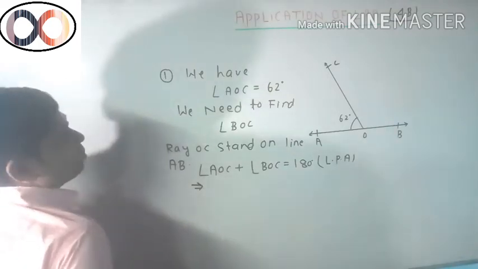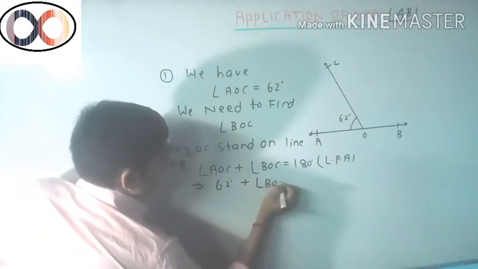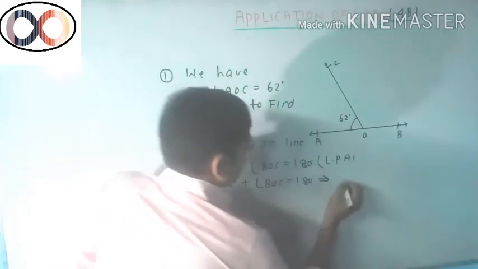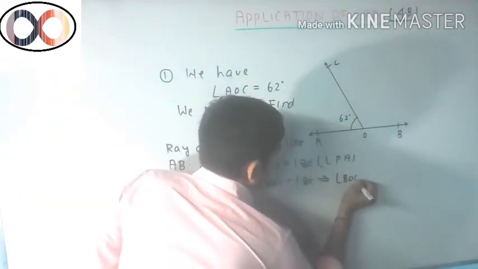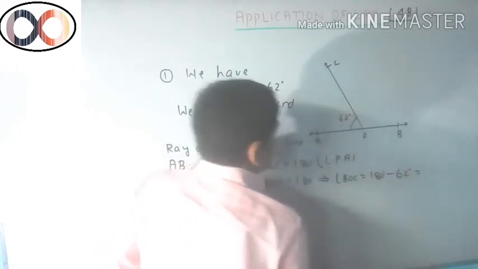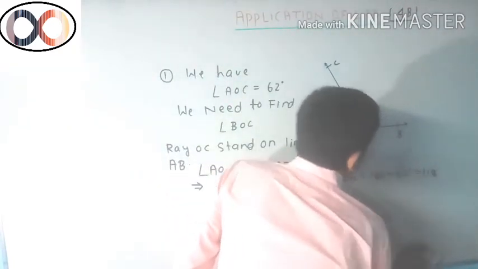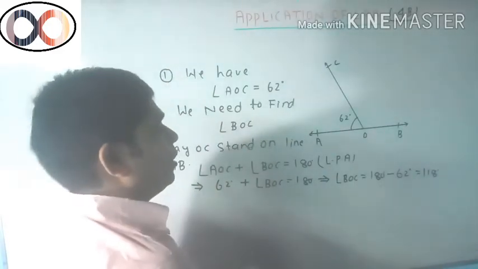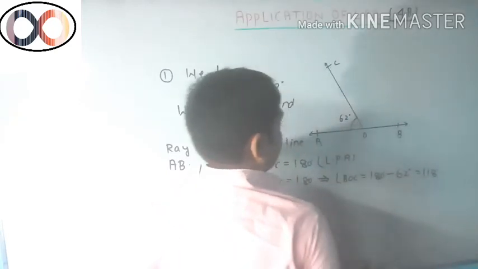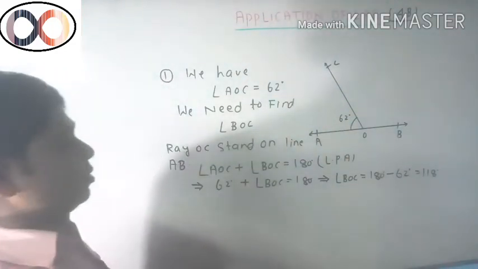So angle AOC is 62 degrees, and angle BOC we need to find. So angle BOC equals 180 degrees minus 62 degrees, that is 118 degrees. This is the value of angle BOC, equals 118 degrees.